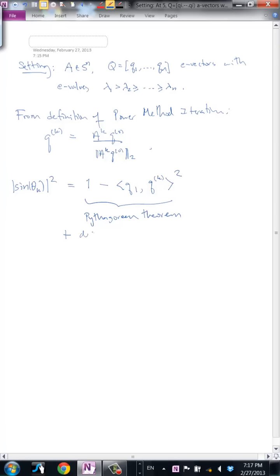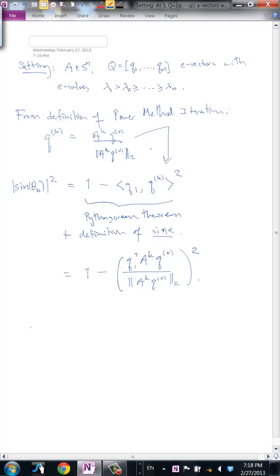This is just the Pythagorean theorem plus the definition of sine, so check this if you don't remember it. Now let's plug in what q of k is. We get that this is equal to 1 minus q1 transpose A to the k times q of 0, normalized, all squared. So far I've just been plugging in definitions.